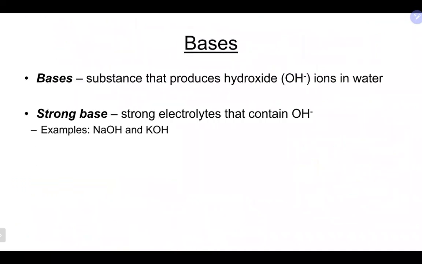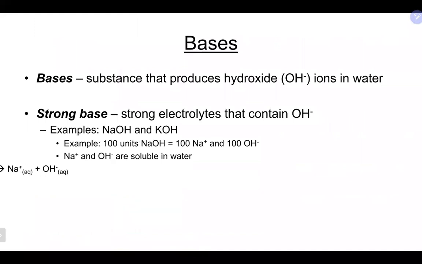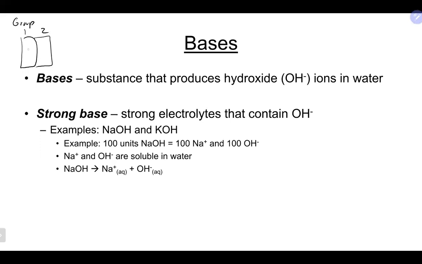Now, bases, on the other hand, there are a lot of bases that are strong bases. Bases basically have the ability to produce hydroxide, or OH minus, in solution. A lot of strong bases come from group one and two on the periodic table, starting where sodium is and coming around this way. Any of those with hydroxide typically will be a strong base.